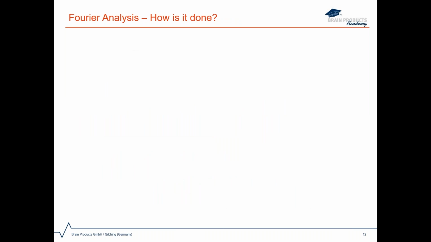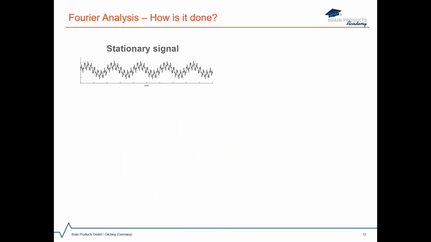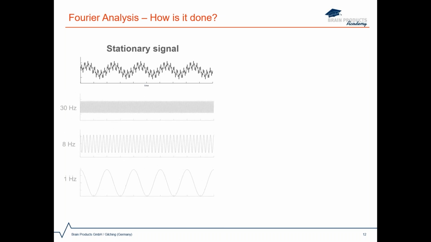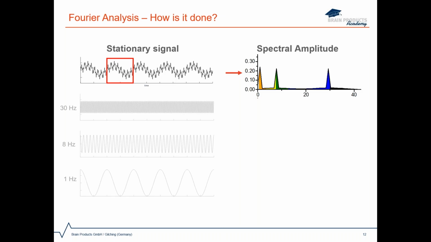Let's say we have a signal which is composed of stationary 1, 8, and 30 Hz oscillations. With Fourier transform, what we do is we divide the data into epochs, for example of 1 second length, and then analyze the frequency content of these epochs. When decomposing, for example, this section of the data with Fourier transform, we probe it with templates of different sinusoidal functions and determine how strongly different frequencies are represented in this data stretch.